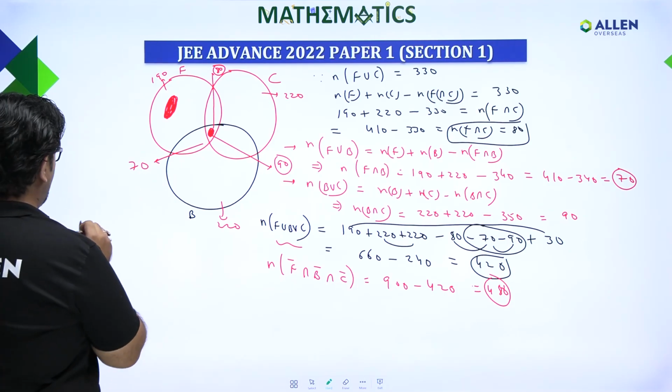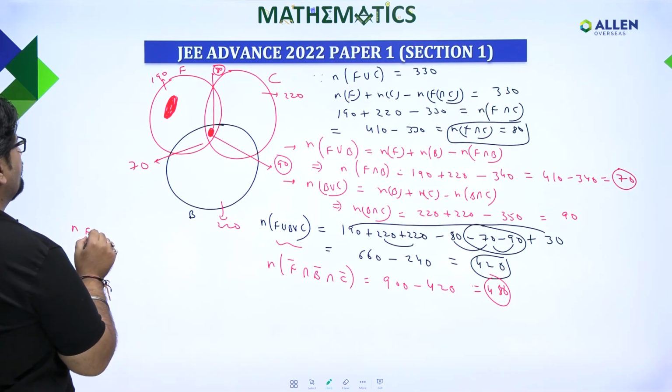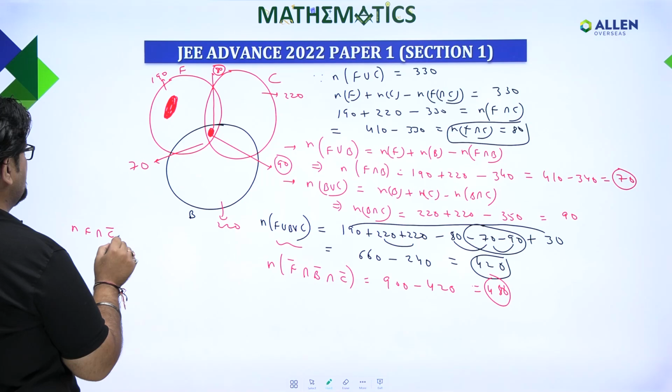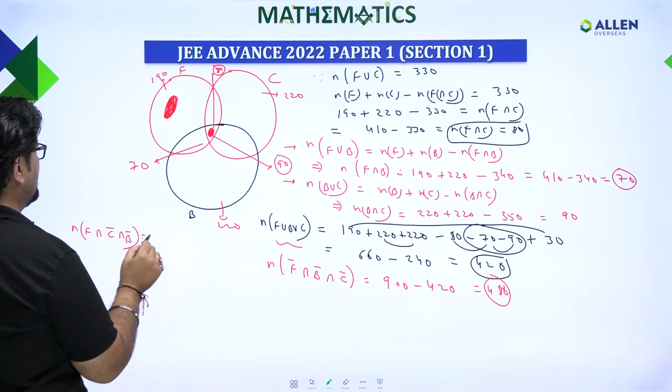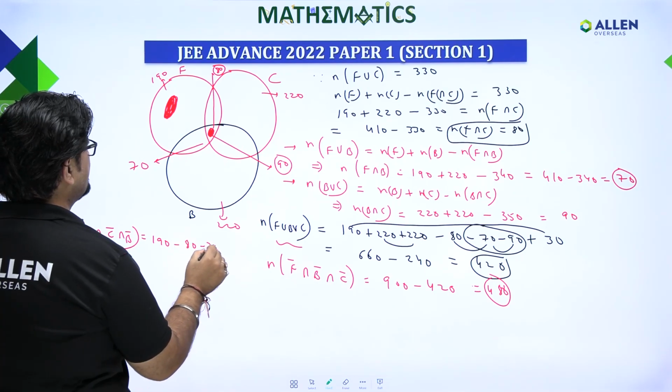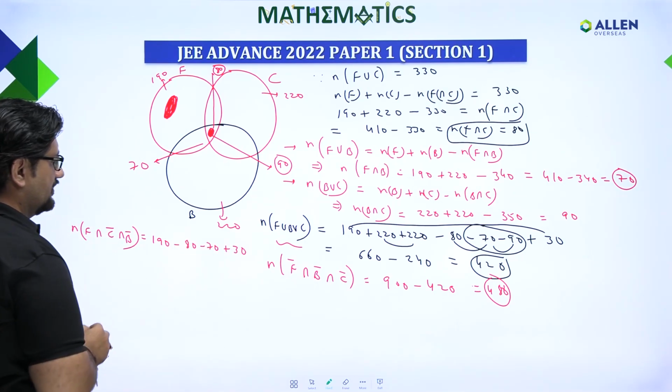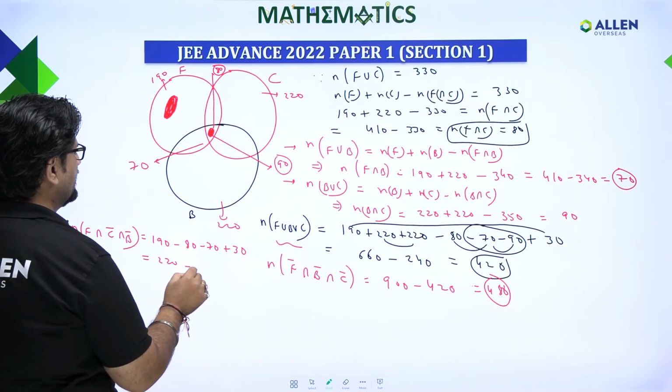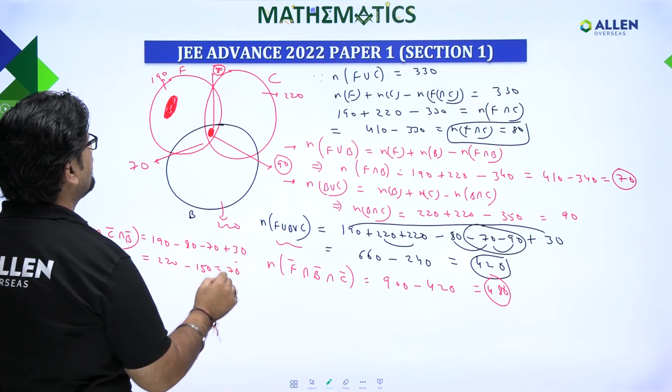So what I am getting now, N of F intersection C bar intersection B bar, will be what, my dear? From 190, subtract 80, subtract 70, but add 30, my dear. So what is the value you are getting? Yes, 220 minus 150, it is 70, my dear.